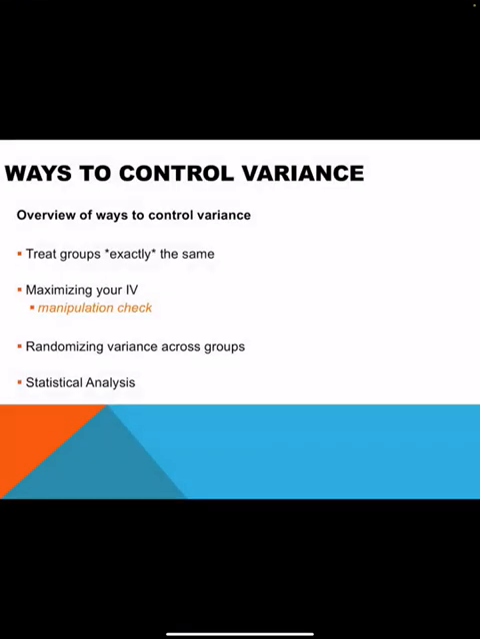So we say that we are controlling variance because we're identifying what types of things make the dependent variable vary. So the overview of ways to control variance, one very easy way is to treat groups exactly the same.